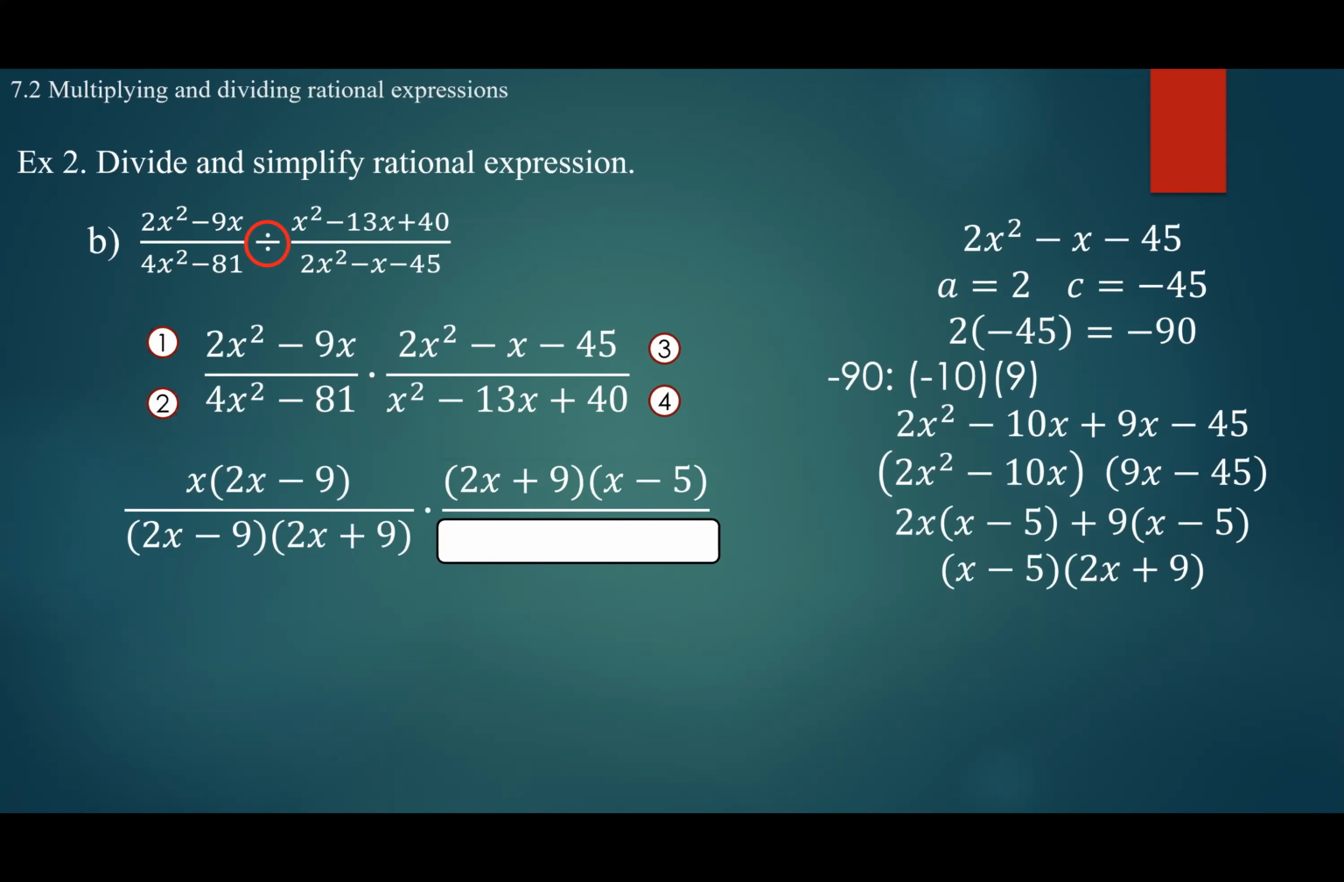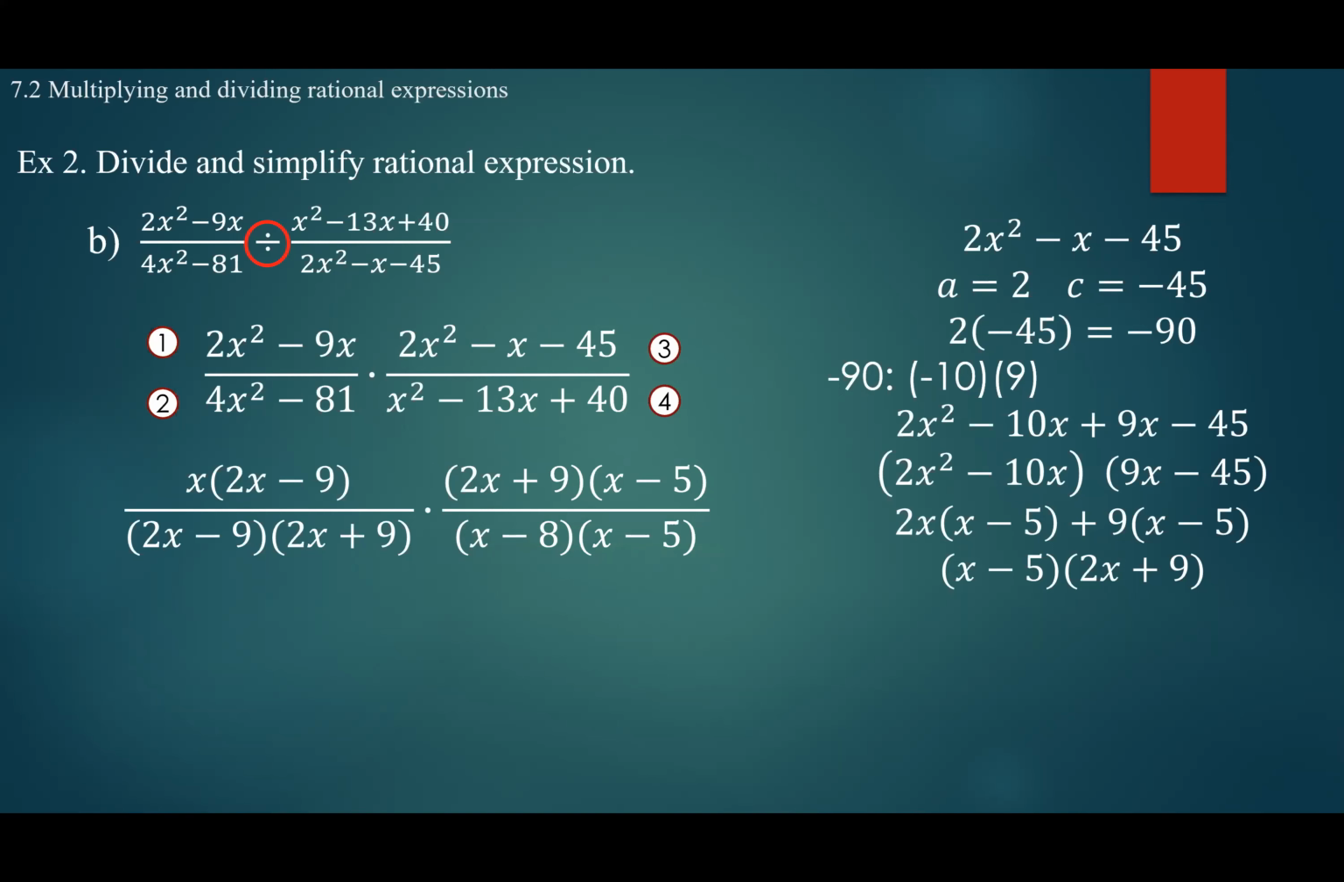Again, you can put x minus 5, 2x plus 9, or 2x plus 9, x minus 5, it's up to you. And hopefully you see on the bottom, 40 is 2 numbers multiplied to give you 40, but added together to give you 13. Hopefully you see it, 8 and 5. 8 times 5 is 40. 8 plus 5 is 13. And again, that's the hardest part, right? Changing division to multiplication and taking the reciprocal is not hard. The harder part is factoring.